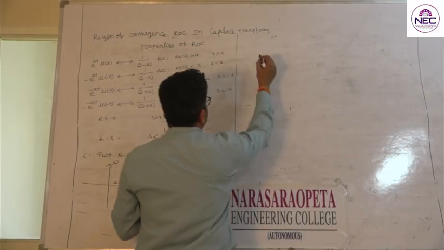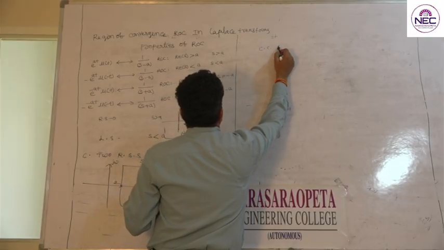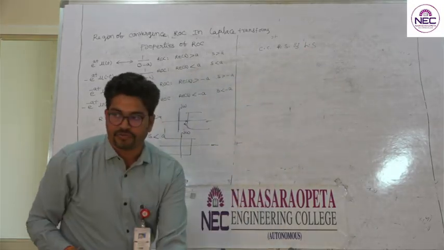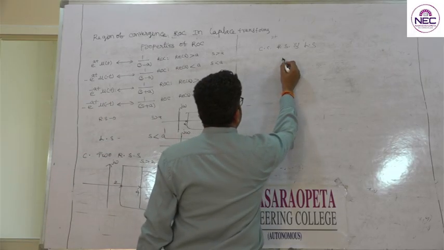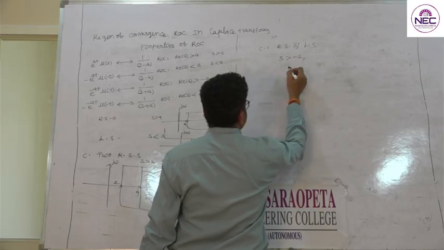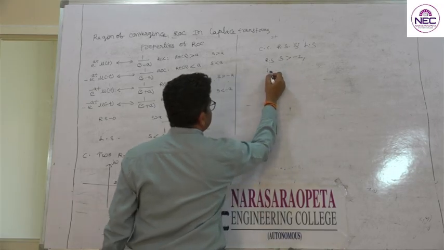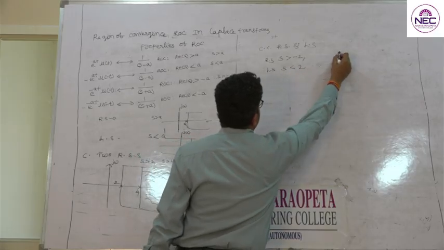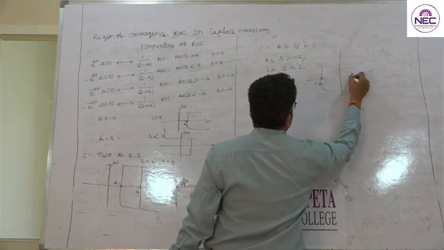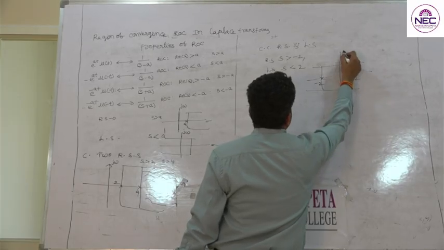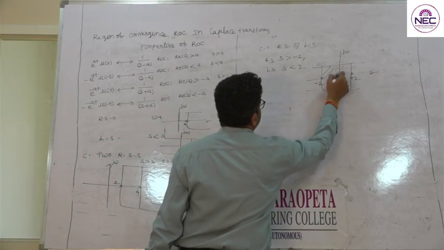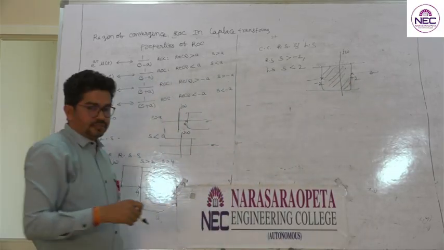Okay, next, suppose a combination of a right side signal and a left side signal. Combination of right side signal and left side signal. The j omega axis, combination of right side and left side segments.